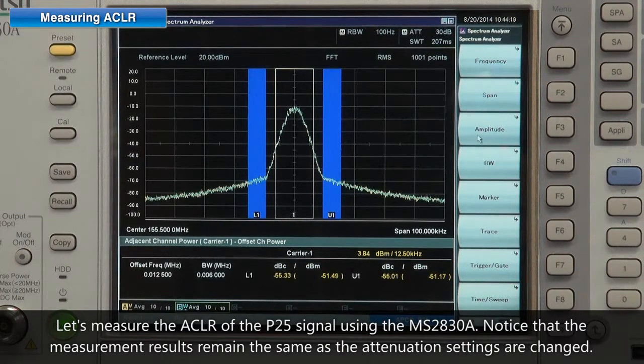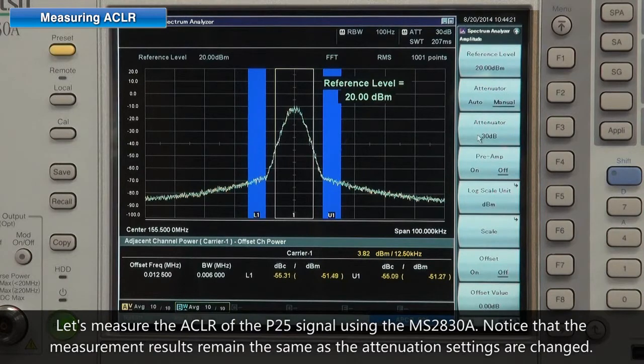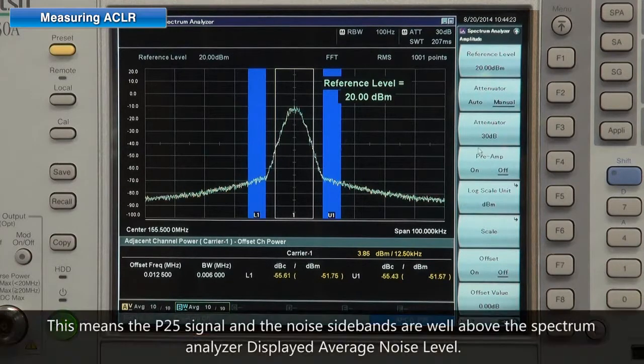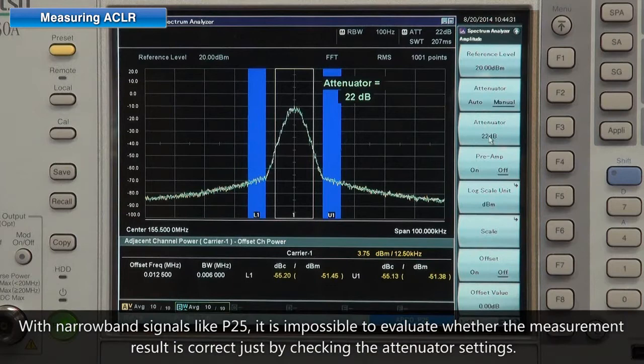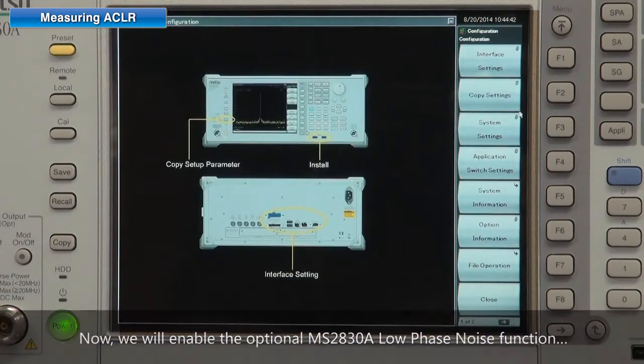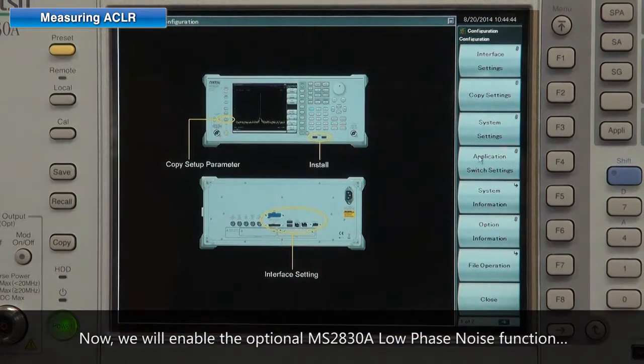Notice that the measurement results remain the same as the attenuation settings are changed. This means the P25 signal and the noise sidebands are well above the spectrum analyzer displayed average noise level. With narrowband signals like P25, it is impossible to evaluate whether the measurement result is correct just by checking the attenuator settings. Now, we will enable the optional MS2830A low-phase noise function.